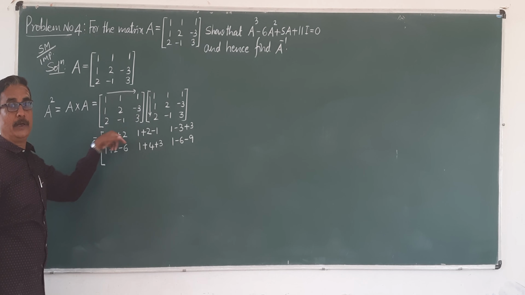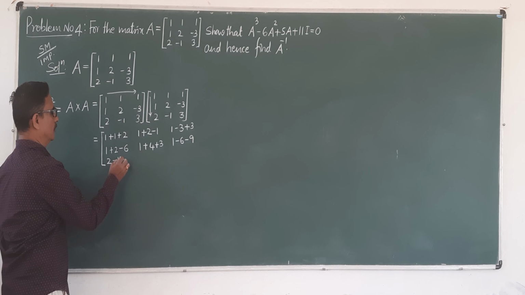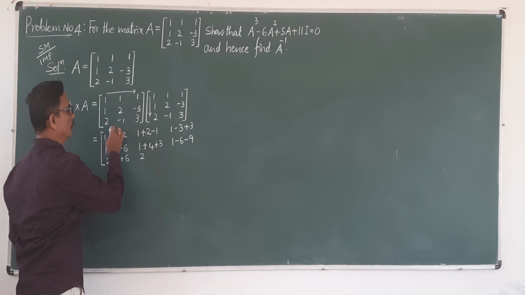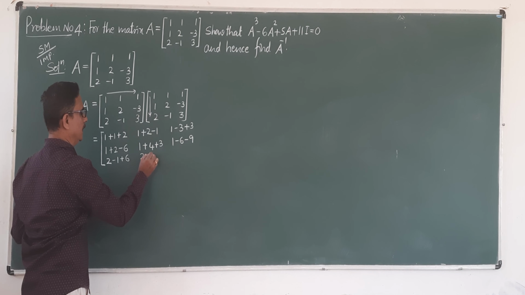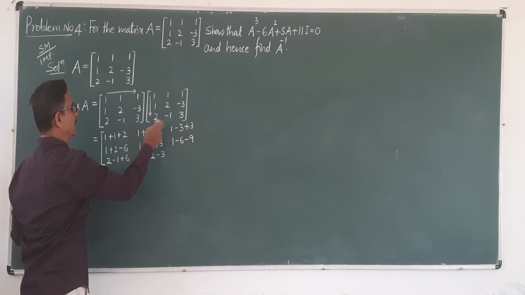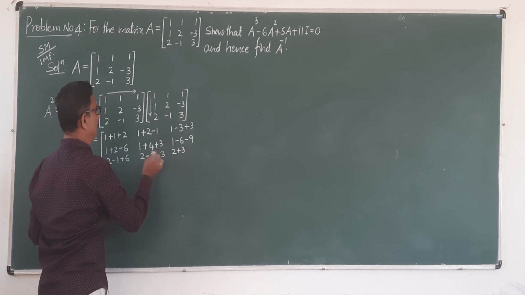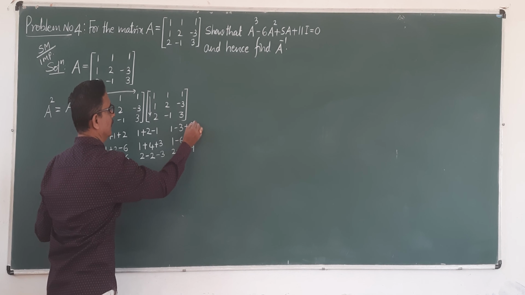Similarly, take third row by first column: 2 into 1 is 2, minus 1 into 1 is minus 1, 3 into 2 is 6. Third row by second column: 2 into 1 is 2, minus 1 into 2 is minus 2, 3 into minus 1 is minus 3. Then third row by third column: 2 into 1 is 2, minus 1 into minus 3 is plus 3, 3 into 3 is 9.